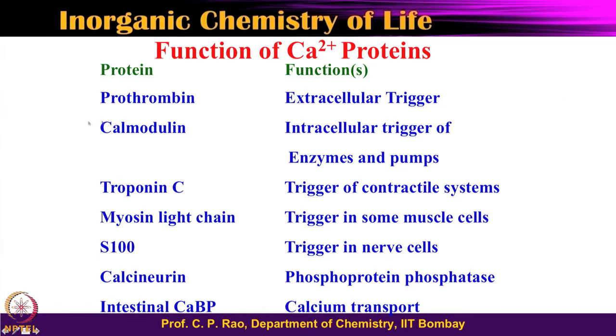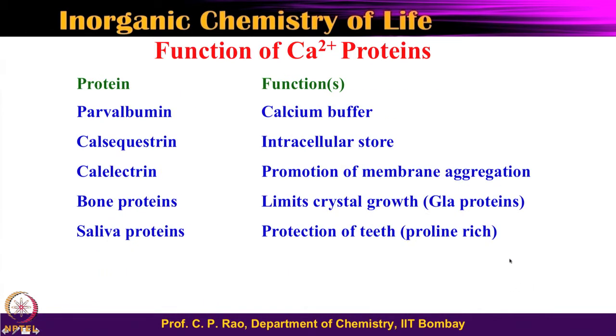Prothrombin is an extracellular trigger, calmodulin is an intracellular trigger; it will trigger the functions. That means the concentration of calcium controls that particular protein for its function. So, the enzyme and function triggers: troponin C triggers contractile systems, it triggers in some muscle cells, it triggers in nerve cells, phosphoprotein phosphatase, and calcium transport. Let us look at some more.